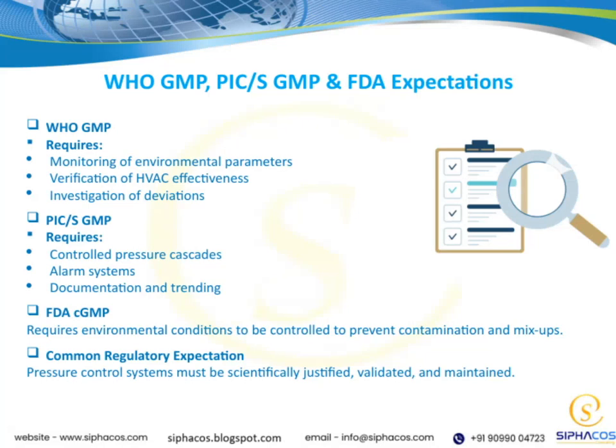When it comes to global standards, we're looking at three key players: WHO GMP, PIC/S GMP, and FDA CGMP. WHO focuses on monitoring the environment, verifying HVAC systems, and investigating any deviations. PIC/S adds controlled pressure cascades, alarm systems, and thorough documentation to the mix. The FDA emphasizes controlling environmental conditions to avoid contamination and mix-ups. Across all three, one thing's clear: pressure control systems must be scientifically justified, validated, and properly maintained. This is non-negotiable.